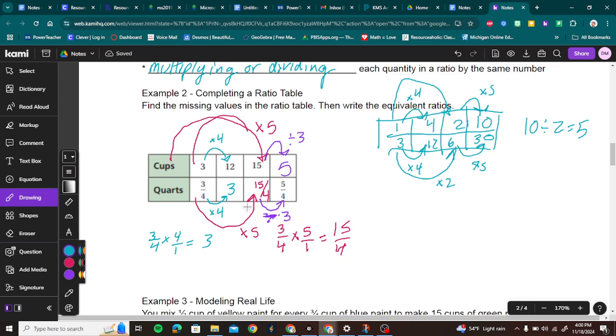Then it asks us to write our equivalent ratios out. So we have 3 over 3/4. Then there was 12 over 3. Then there was 15 over 15/4. And then there was 5 over 5/4.